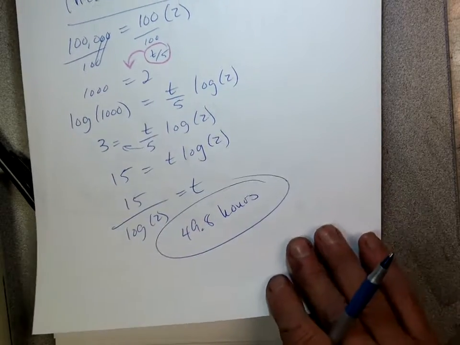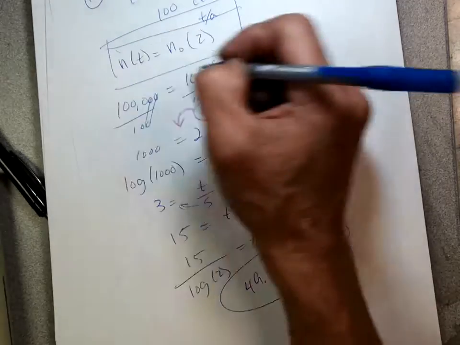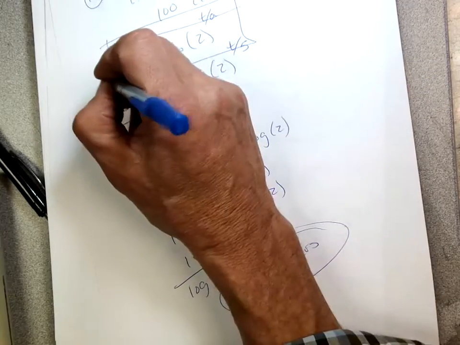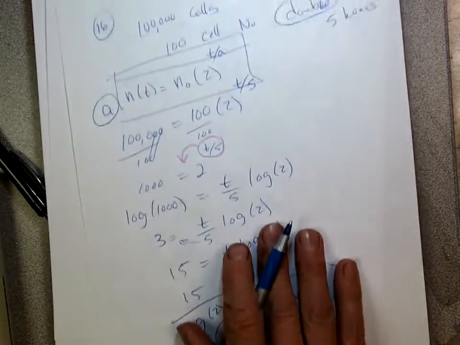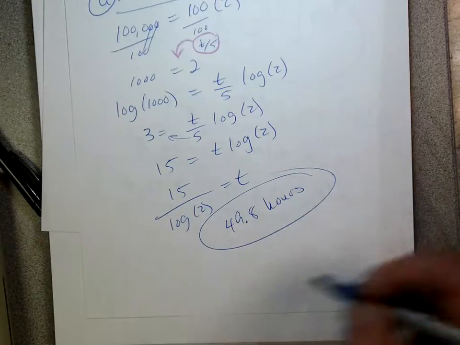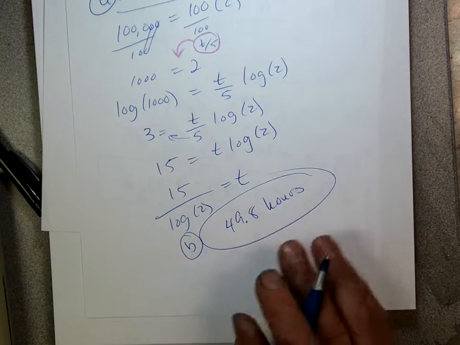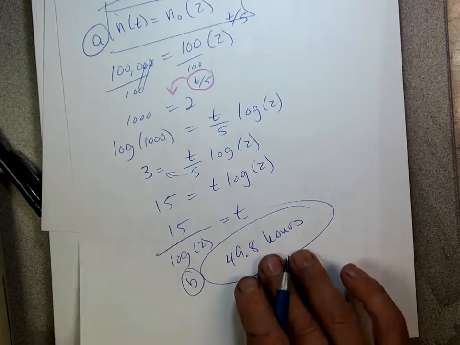Okay, so here's my exponential function right here. There's a, and here is b. All right, two more questions. We're almost done.